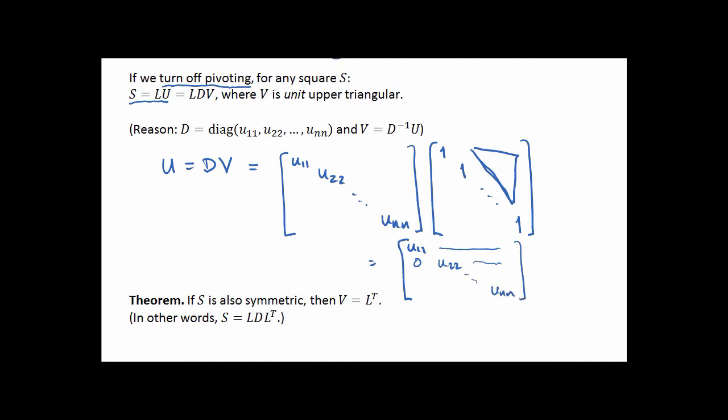So all I'm saying here is that whatever the original U matrix was that we got from LU factorization, we can further factor that U as a diagonal times a V, and V is a unit upper triangular. Remember, unit means that we've put 1s on the main diagonal here. So that's just another way of writing the original LU factorization.